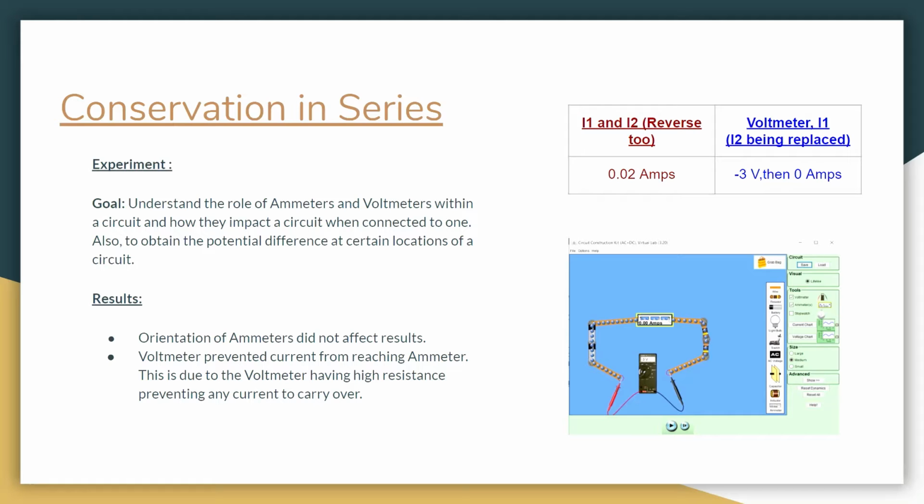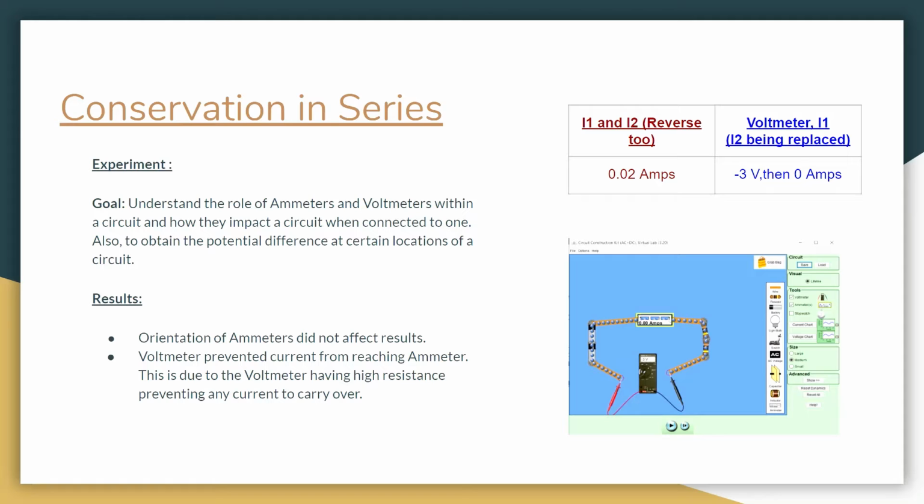Another observation that I made was that the voltmeter actually has infinite resistance. It's kind of like an open switch where there's infinite resistance and it's not allowing current to flow through anymore within the circuit. So it doesn't act as a wire, but instead as an open switch. Therefore, there's no current that's going to be read within the ammeter.